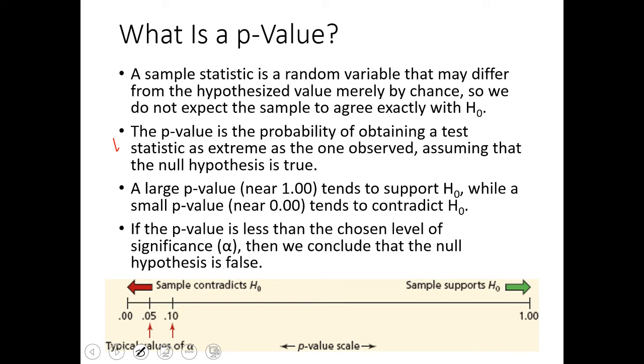So p-value is, again, the probability of obtaining a test statistic as extreme as the one observed. Okay? So that is p-value. A large p-value is good news, and a small p-value is bad news. If this p-value is less than alpha, then we reject the null hypothesis.